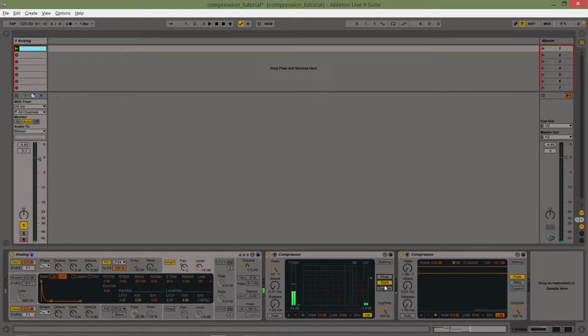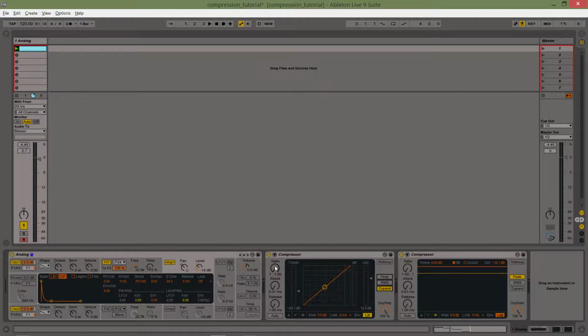This is root mean squared, so you can see it's letting in more of the signal than peak. It's because root mean squared basically looks at the signal over time and averages it, and it's not looking at the absolute amplitude of the signal like peak is.